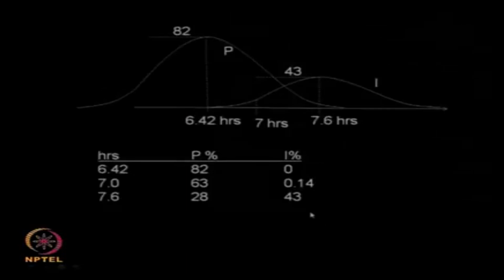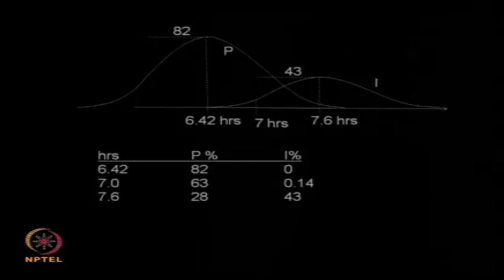Okay, now let us look at a two component system. You have a protein P, you have an impurity I. I did introduce this problem in the previous class also, I am repeating it again so that you are well conversant with this particular system. Now imagine you have a Gaussian type of distribution for protein P, the T0 or the retention time for the protein is 6.42 hours. Now the impurity also has a Gaussian distribution, but it is coming at 7.6 hours. Okay, so at 6.42 hours you have only the protein, whereas the impurity is 0. At 7.6 hours you have some amount of protein and you have impurity. At 7 hours you have very little of the impurity and predominantly more of the protein.